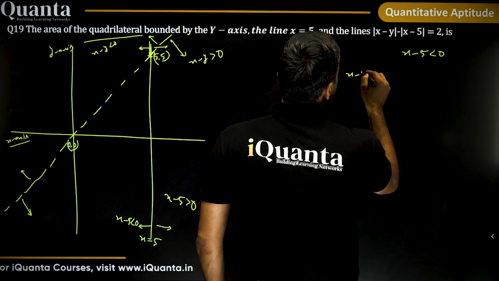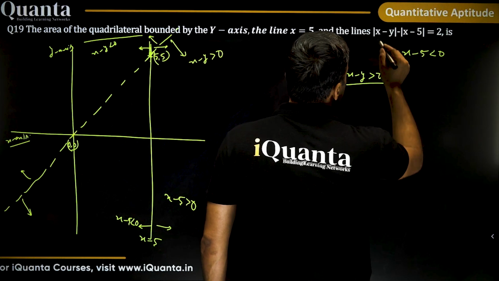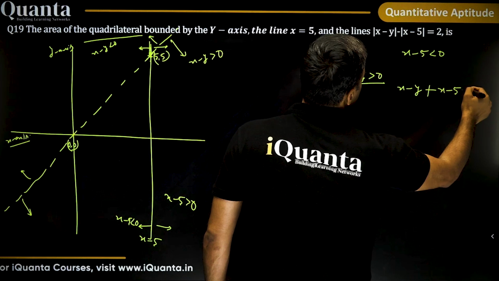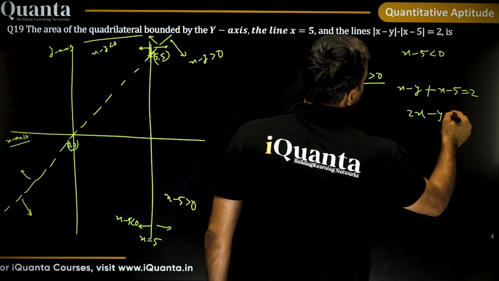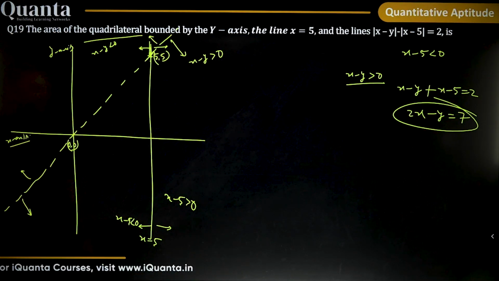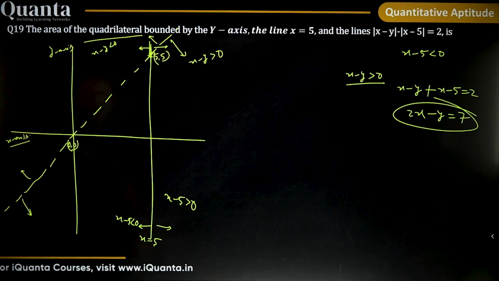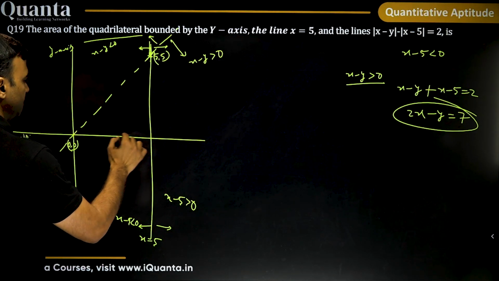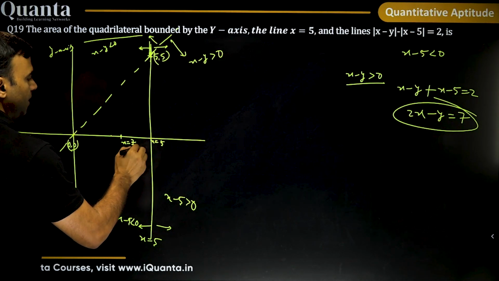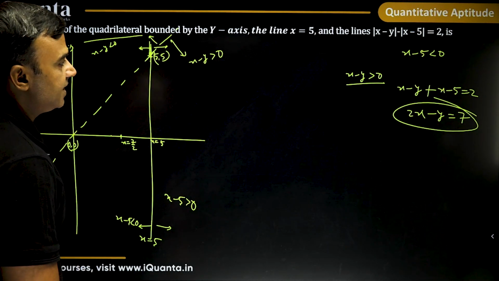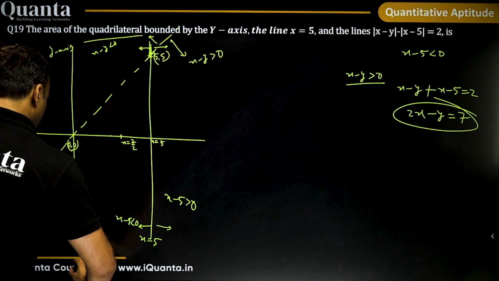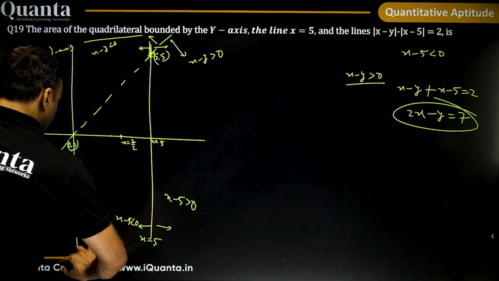Now, if x minus y is greater than 0, in that case, this modulus remains as it is, x minus y, and this minus becomes plus, x minus 5 is equal to 2. So, we have 2x minus y equal to 7. Okay. So, if y is 0, x is 7 by 2, this is x equal to 5, 2.5 here. So, this is x equal to 7 by 2. And if x is 0, then y will be minus 7. So, this line is going to come like this.